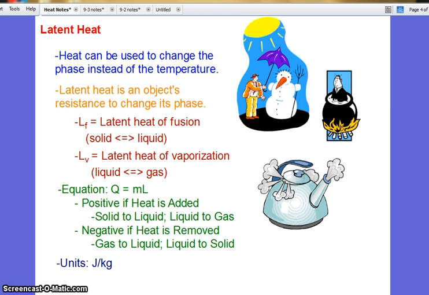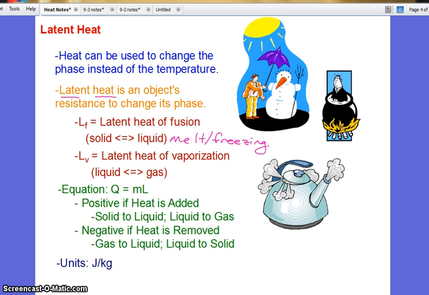So instead, what we want to talk about is an object's resistance to change its phase, and we refer to that as latent heat. There are two types of latent heat. There's a latent heat of fusion, with the symbol L sub F, and that is when we go from a solid to a liquid, like ice into water, which we call melting. But it's also when we go from a liquid to a solid, like water into ice, which we call freezing.